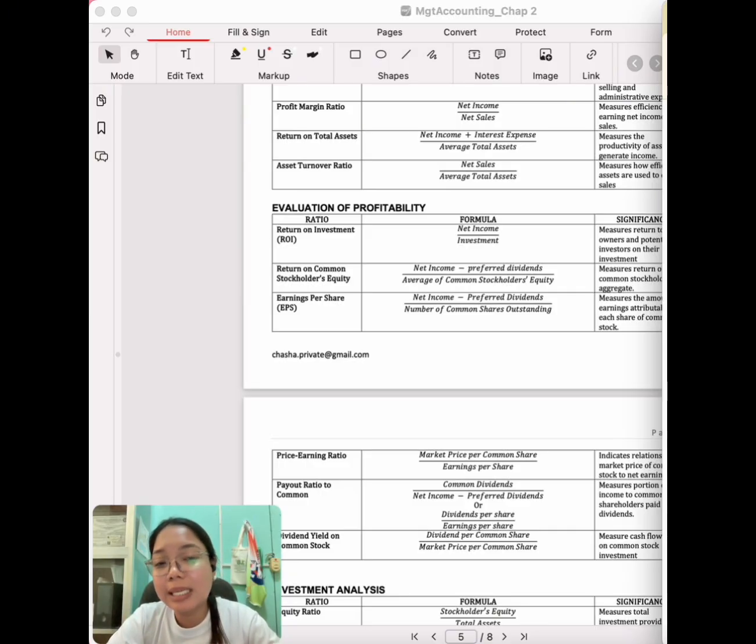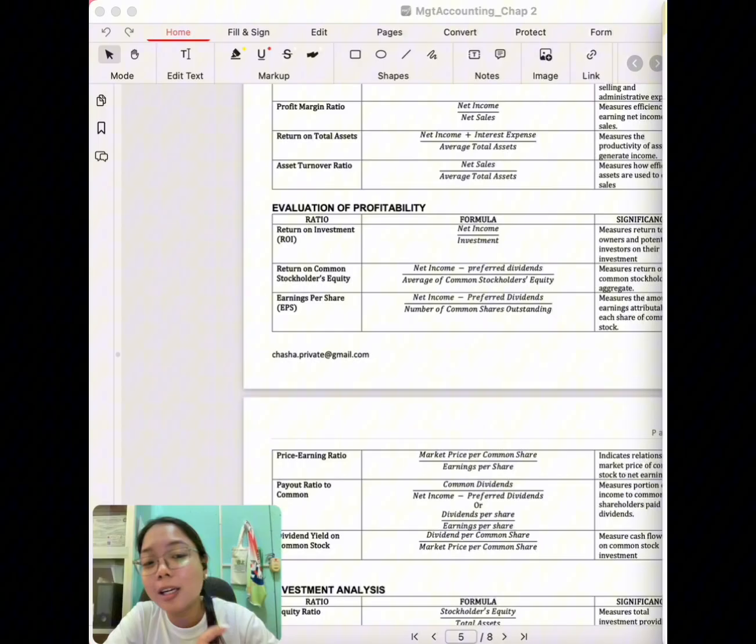So, ang formula dyan is net income divided by the investment. So, it measures the return to owners and potential investors on their investment. So, for example, if nag-invest ka sa company na yun ng 100,000 pesos and nag-earn ka ng 10,000 pesos, meaning yung ROI mo is 10%. 10,000 divided by 100,000 is 10%. This is a very familiar concept even in personal finance. Kapag nag-invest tayo, ang lagi nating gustong malaman is magkano bang kikitain ko dyan relative to the amount na i-invest ko or ilalagay sa company na yan.